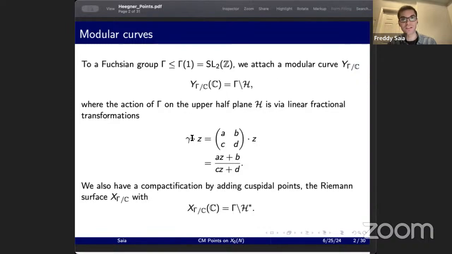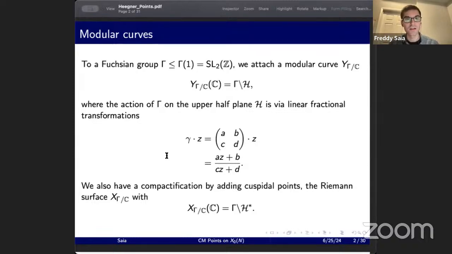So if you have an element of SL2(Z), a matrix like this, you act on an element z of the upper half plane in this fashion. And so this gives us a curve Y_Gamma over C. You can compactify by adding finitely many cuspidal points to get a compact curve X_Gamma over C. So this is a Riemann surface. You can ask about its genus, etc. Equivalently, you can do this by compactifying the upper half plane, taking the extended upper half plane and quotienting by your same Fuchsian group Gamma. So these are our curves over C.